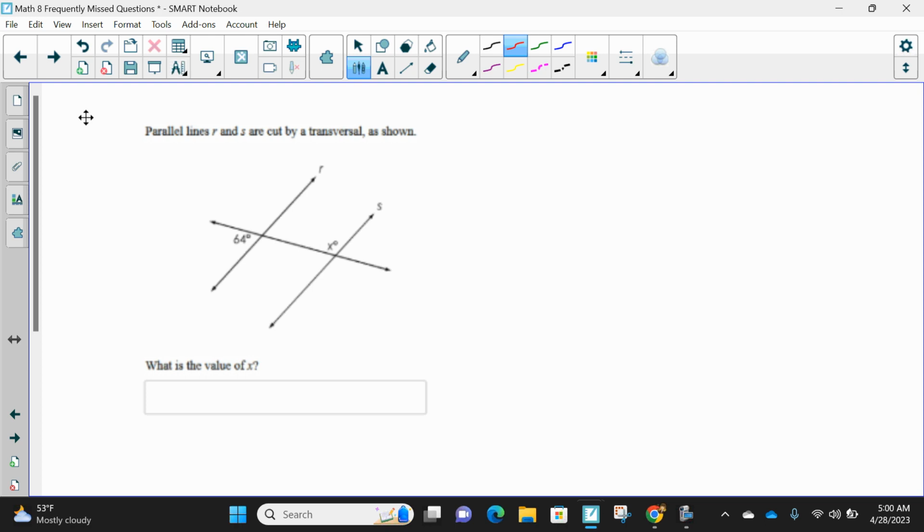Okay, parallel lines R and S are cut by a transversal as shown. What's the value of x? I know that this angle and x are equal because they're corresponding. If I can figure out what that angle is, and I know that 64 and the angle that I need are supplementary, so I just do 180 minus 64, which is 116.